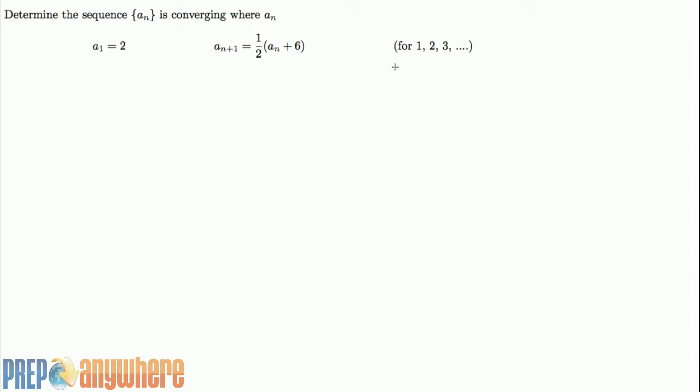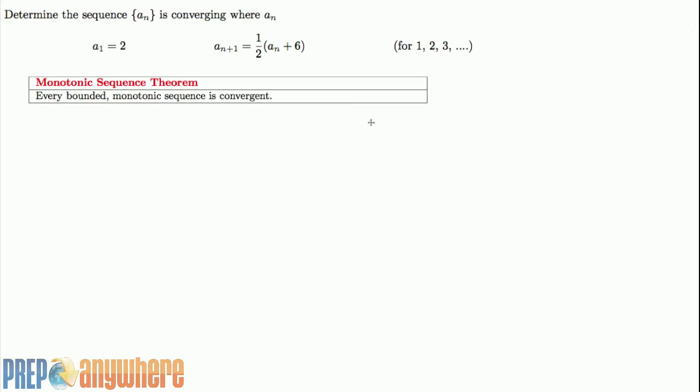We first need to find the condition that will prove that this actually is converging. So we need to use the monotonic sequence theorem, which says every bounded monotonic sequence is convergent. That means, first of all, this is bounded by something.